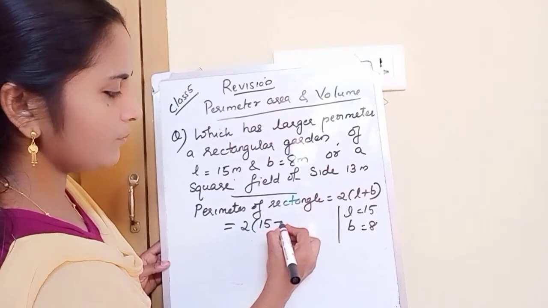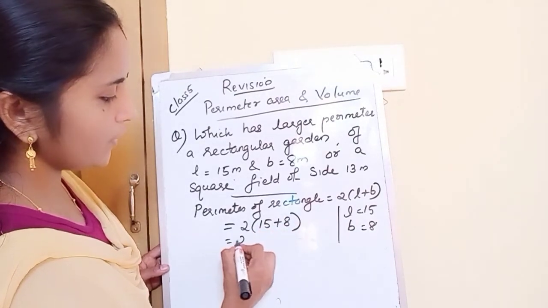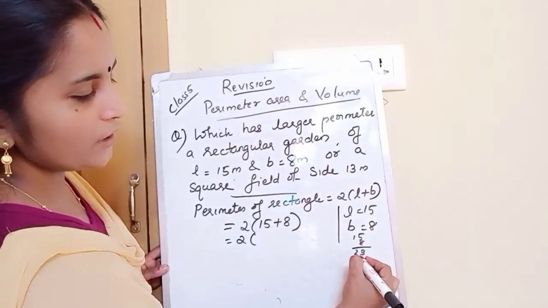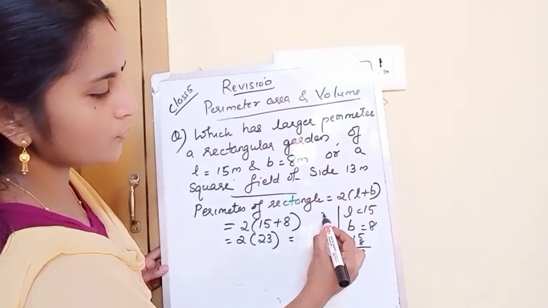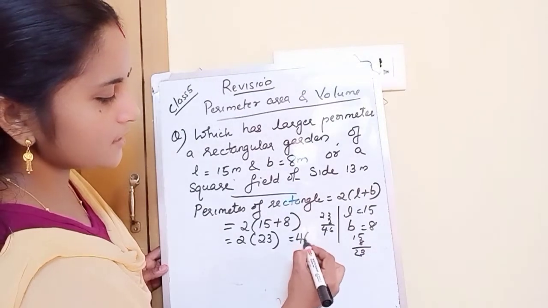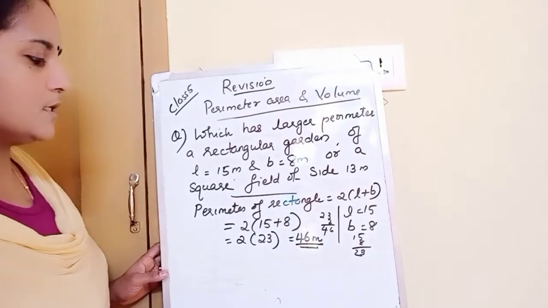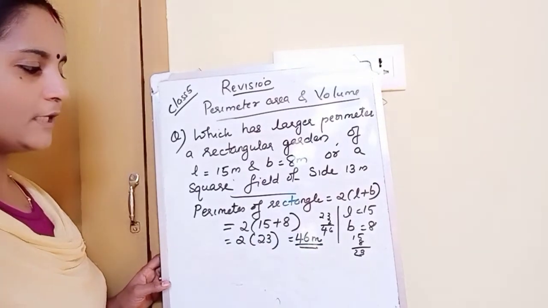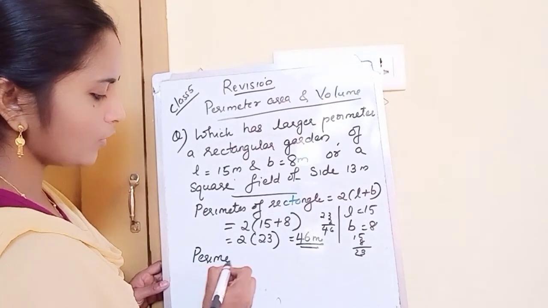So 15 plus 8. Okay. So 2 into 15 plus 8 is 23. 23 into 2 is 46. 46 meter, because the measure is given in meter. So the perimeter of the rectangle is 46 meter. Then we find out the perimeter of square also.